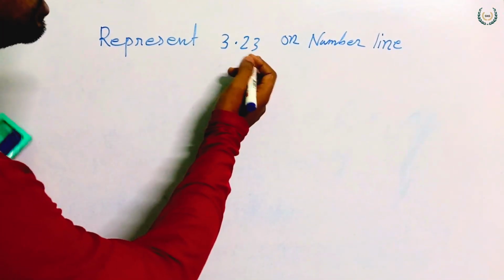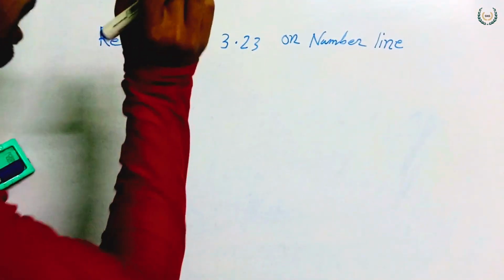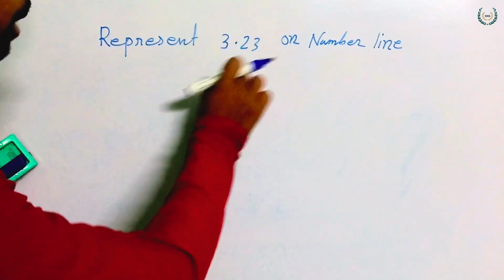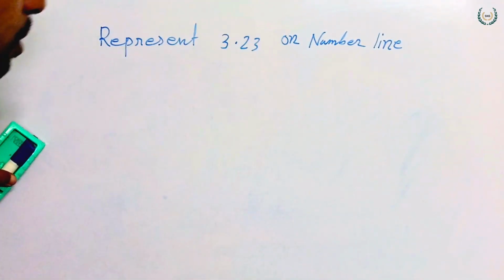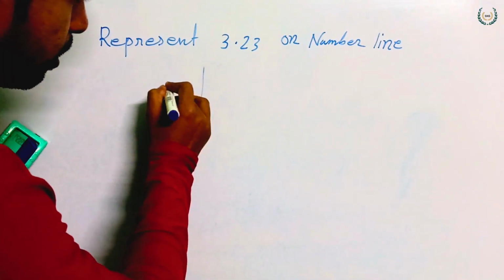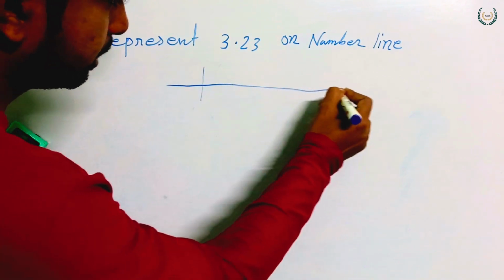Represent 3.23 on number line. So how will you represent this type of number on number line? Okay, let me show you. At first you will draw the number line like this.